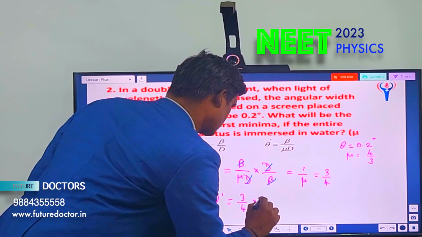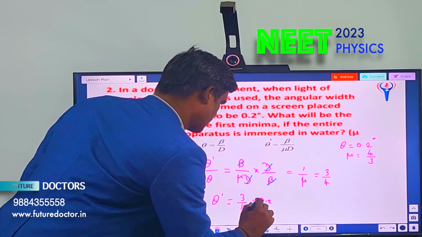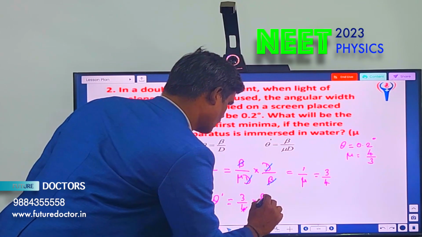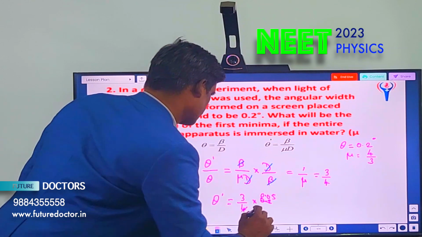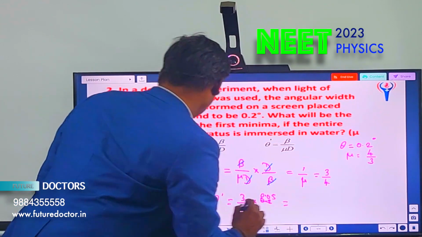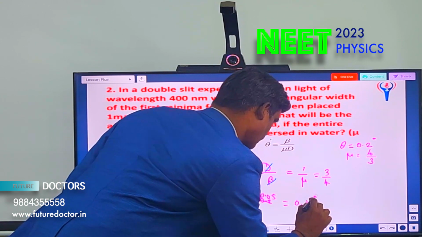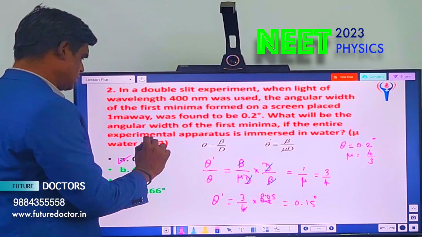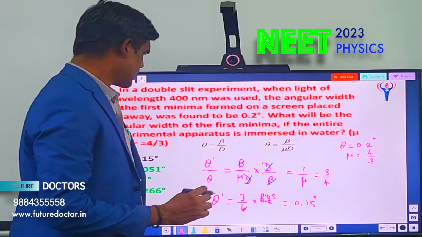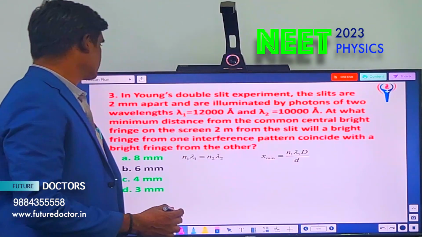Value of theta is 0.2. What's 0.2 divided by 4? 4 fives are 20, so 0.05. Then 3 into 0.05 is 0.15. So 0.15 degree. That is option A. Option A is the correct answer. Let's move to question number 3.